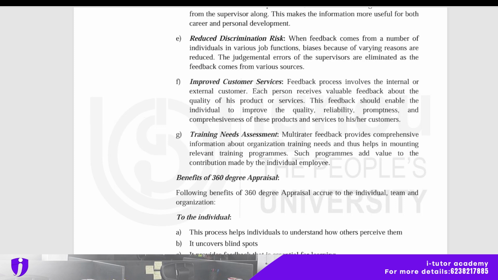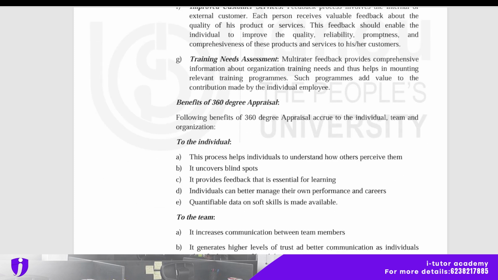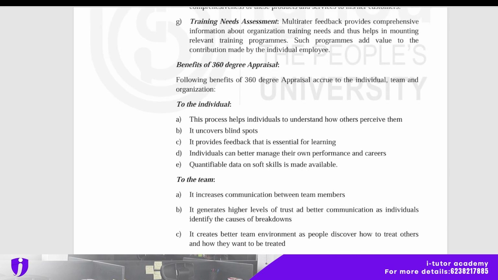And benefits of 360-degree appraisal. The following benefits of 360-degree appraisal accrue to the individual, team, and organizations. To the individual, this process helps individuals to understand how others perceive them, and it uncovers blind spots. It provides feedback that is essential for learning.